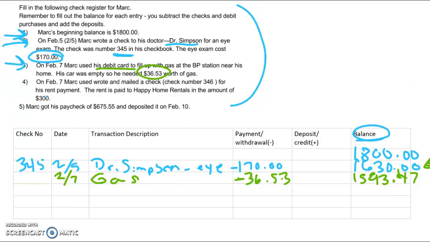Now let's look at the next thing. This number 4 says on February 7th, so again we're going to say February 7. Now I do want to ask you, do I have a check number for this gas purchase? No, I don't, because I didn't write a check. I used a debit card, so we don't have a check number there. But on February the 7th, Max wrote and mailed a check, and it was check number 346.